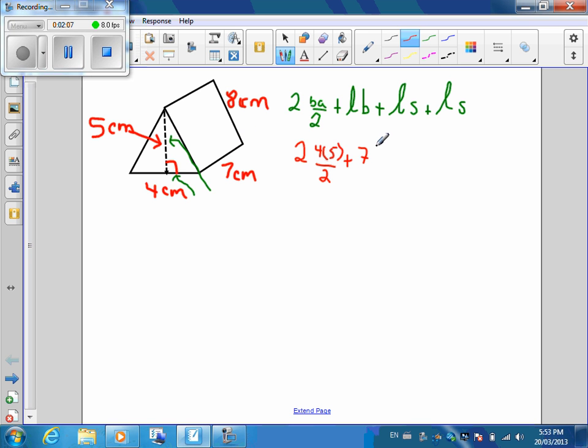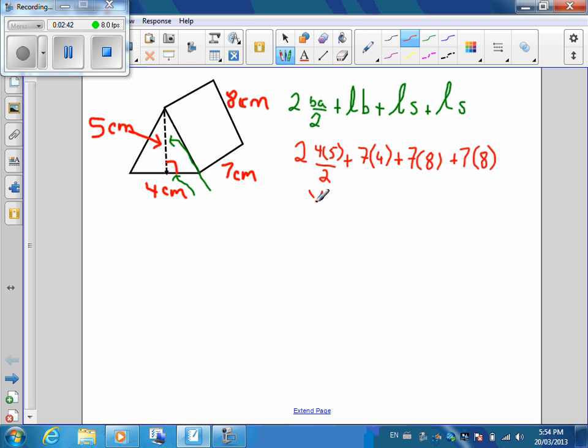So the length times the base of 4, plus the length times the slope. So again, we use the 7. This time we use the slope value, which is 8, plus the same wall that we can't see on the other side of the solid that looks like a tent, which is the length 7 times the slope 8.